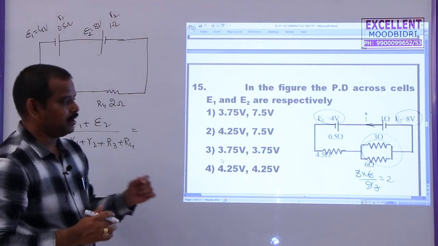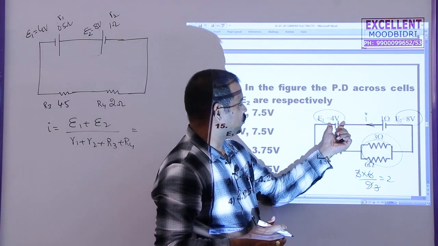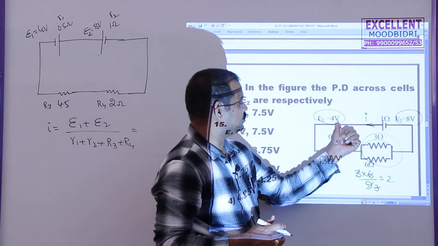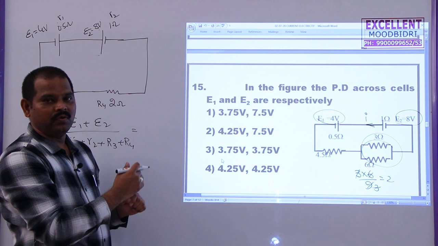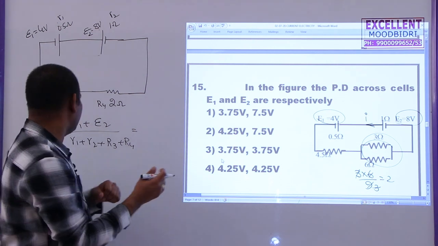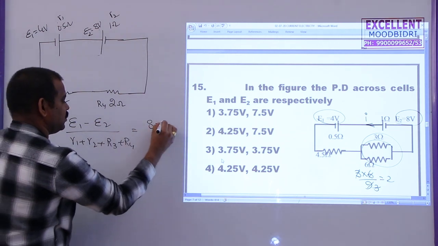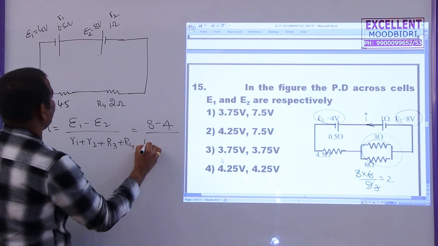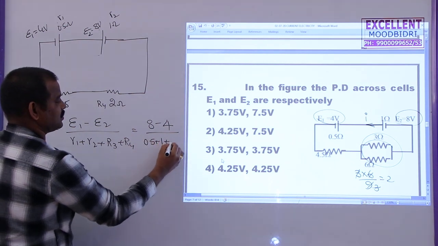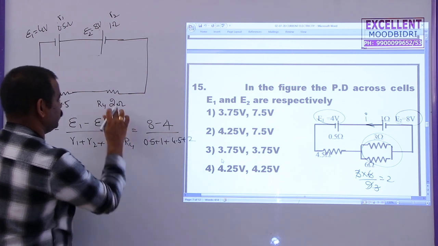So total net EMF in this circuit is given by 8 plus 4. But we cannot write 8 plus 4, as this is 8 volts, this is 4 volts. So there is this discharging, this is this one. When positive and positive are connected together, we need to write E1 minus E2, not E1 plus E2. So this will be 8 minus 4 by R1 plus R2, that is 0.5 plus 1 plus 4.5 plus this is 2 ohms.